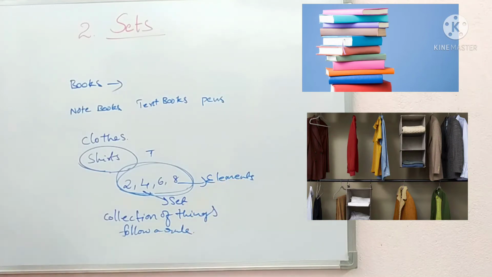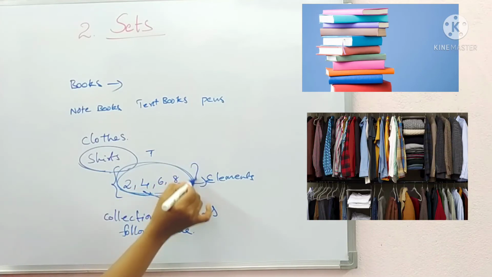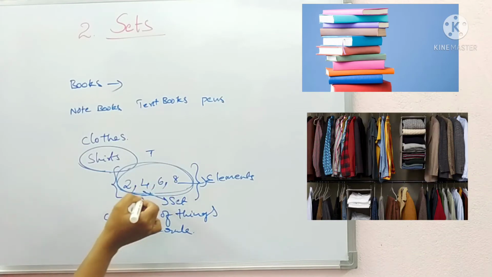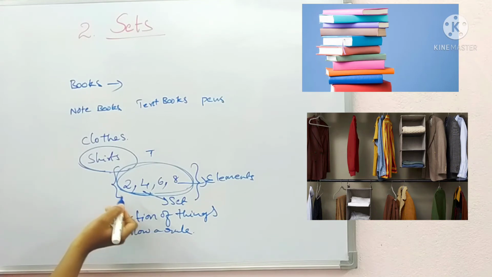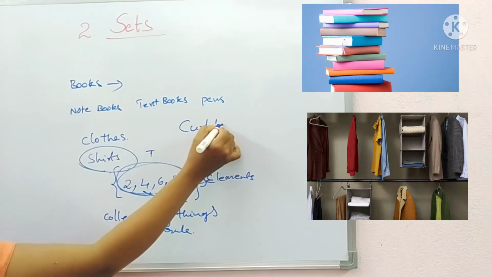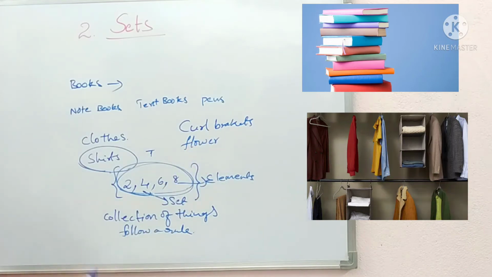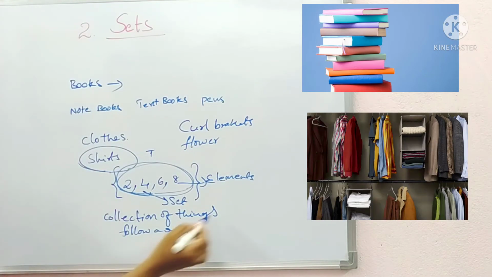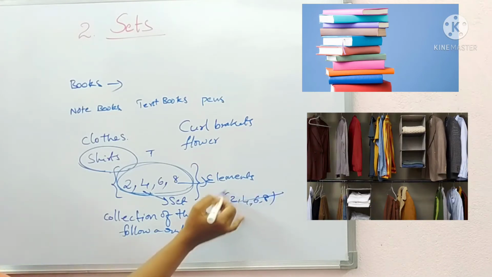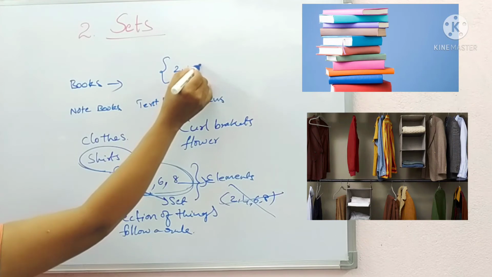What are the things in the set called? Elements. And we represent these elements in brackets, and we separate the elements by commas. These brackets are called flower brackets or curly brackets. Compulsorily, you have to write in this bracket only. If you write 2, 4, 6, 8 in normal brackets, this is not a set. Only if you use curly brackets is it a set.